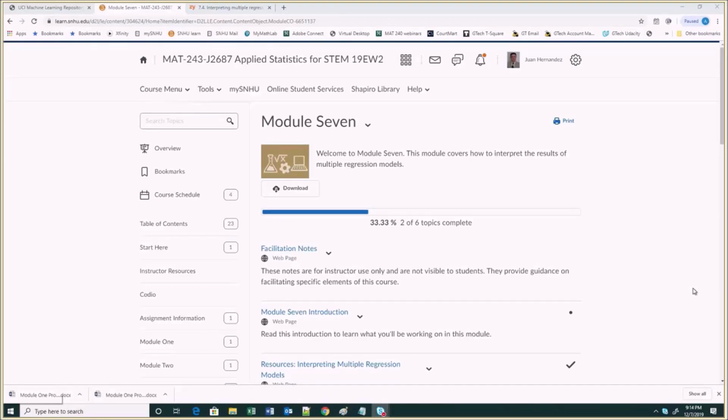Welcome to Module 7. This week we will be covering multiple regression. Specifically, we will be covering interpreting the beta estimates as well as performing some hypothesis testing for those beta estimates. And we will see how some of these tests can help us identify the significance of the model.